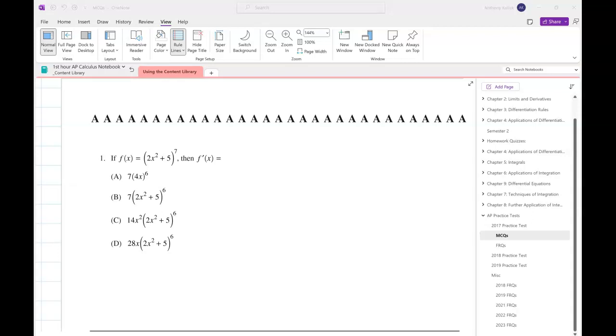19 is C. 20 is C. 21 is A. 22 is B, as in baby. 23 is A. 24 is C. 25 is D. 26 is C.